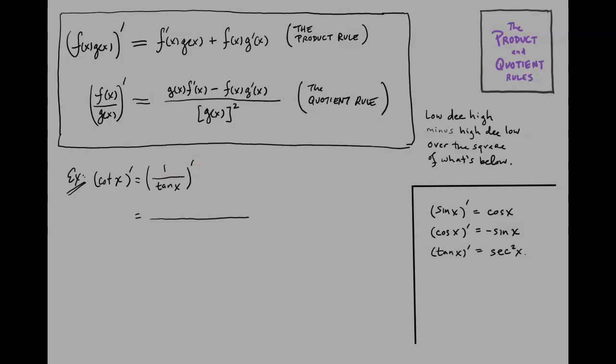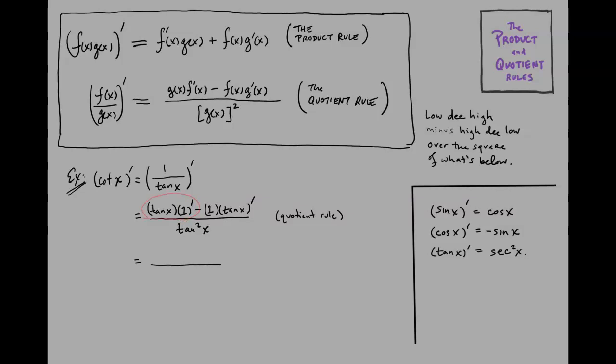Well, let's see. Upstairs we get low d high minus high d low. That's this stuff over the square of what's below, tangent squared x. So this is what we got from the quotient rule. Now we just need to simplify this mess, which is easy. Look at the first term. It includes, as one of its factors, the derivative of the constant function 1. Well, the derivative of any constant function is 0, because derivatives measure rate of change, and constant functions don't change.